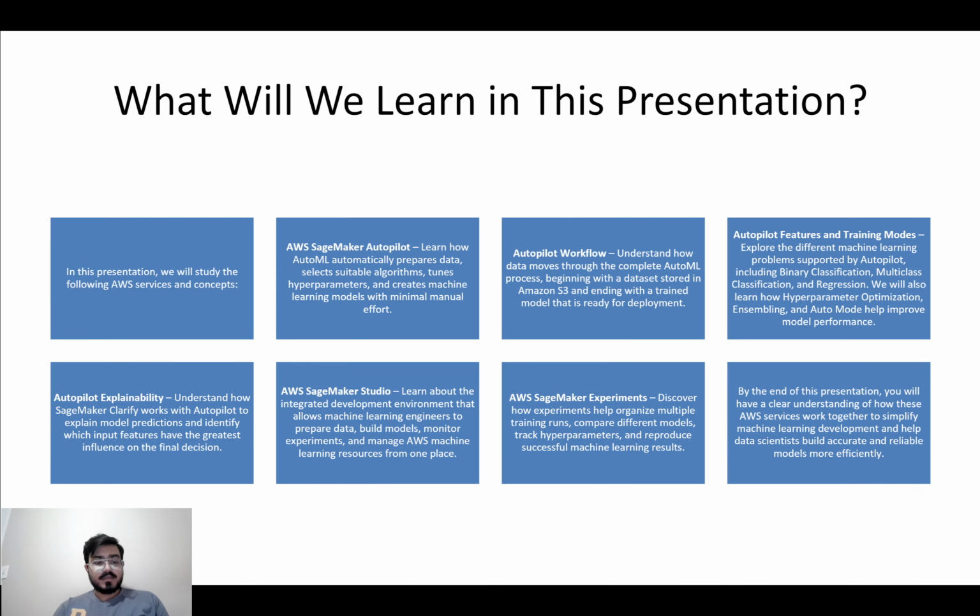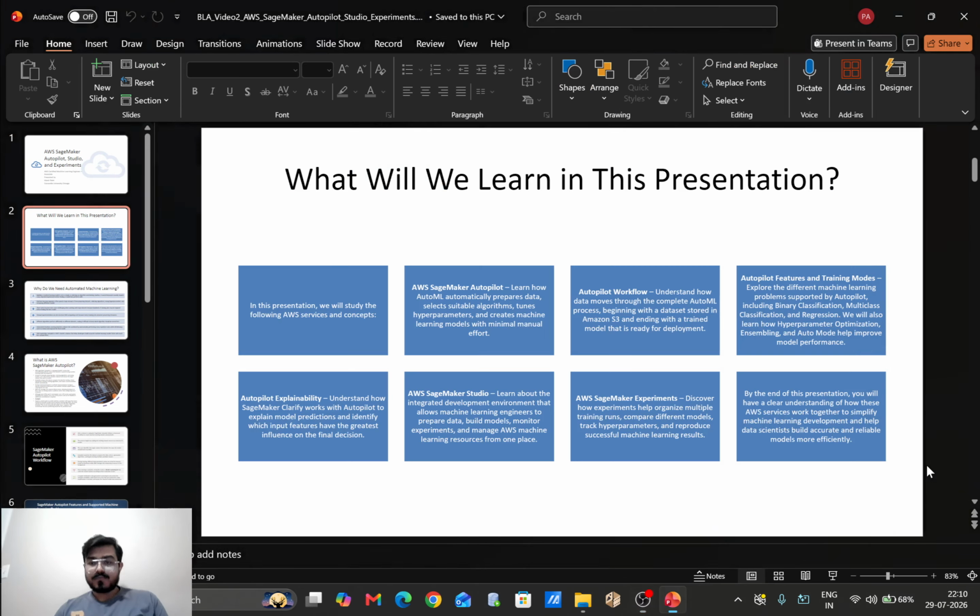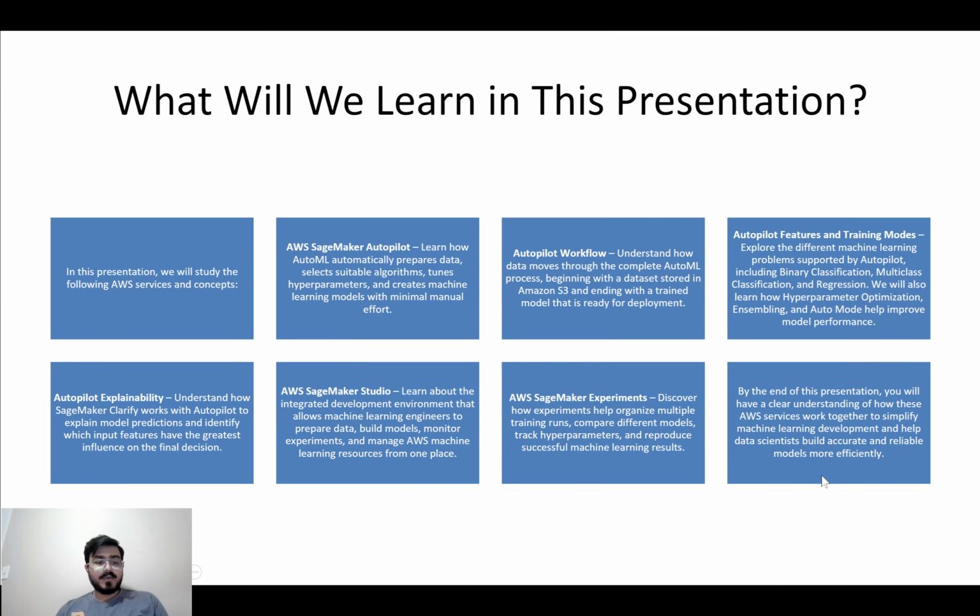Next, we will study the complete Autopilot workflow. Starting with the dataset stored in Amazon S3, we will follow every step until the trained model is ready for deployment. After that, we will explore the different Autopilot features and training modes. We will also discuss Autopilot explainability and learn how SageMaker Clarify helps explain model predictions by showing which input features had the greatest influence on the final decision.